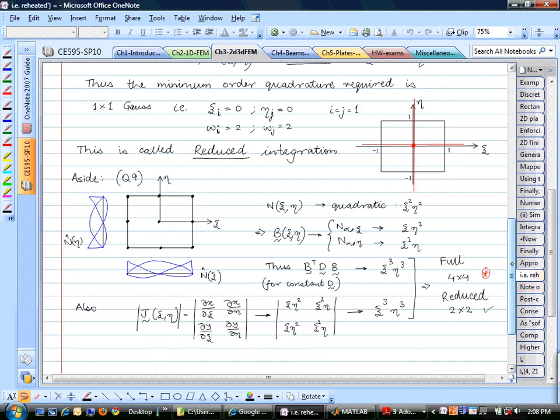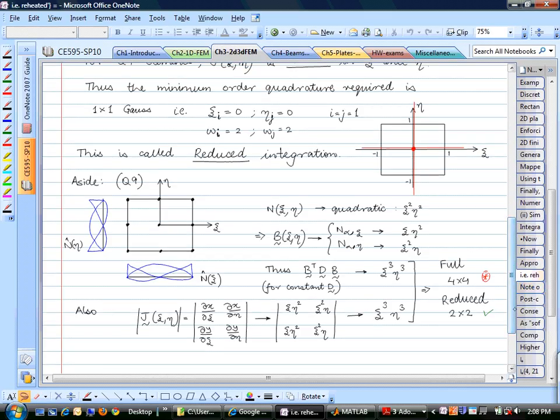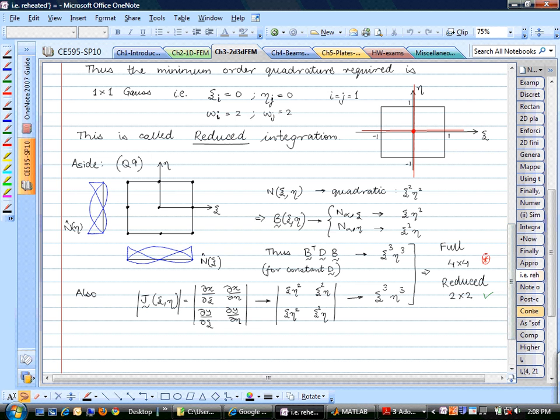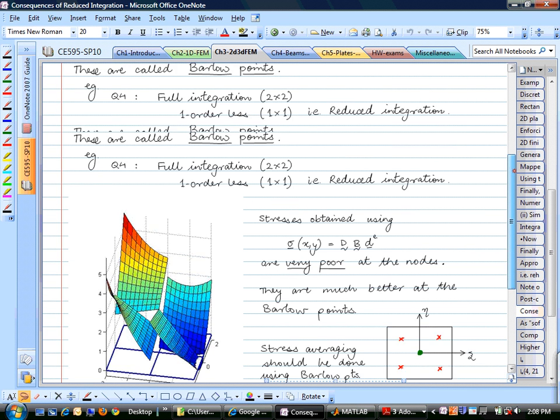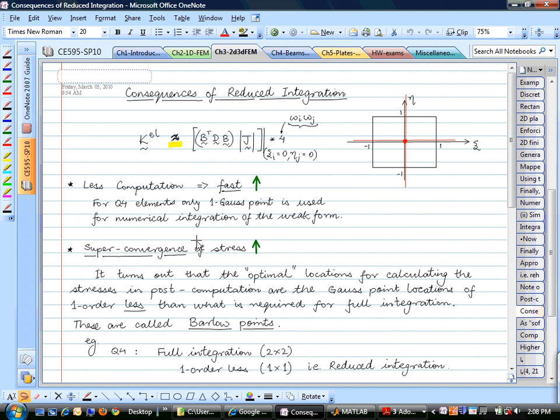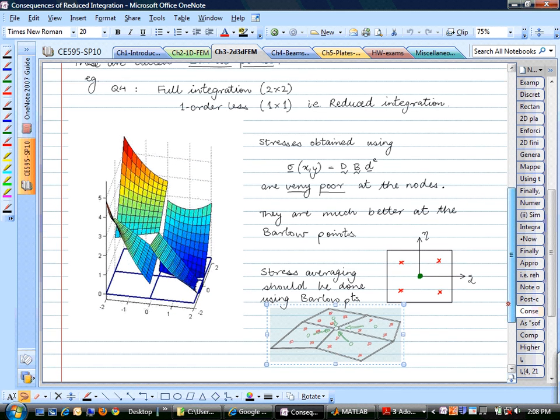That is what is called reduced integration, and we saw some of the consequences of that. We saw that if we just use one Gauss quadrature, the computation will be fast. And if you calculate the stresses at this point, hopefully you did this for your homework 6. You did your integrals using full integration, but then when you calculated stresses, we calculated the stresses at the Gauss point.